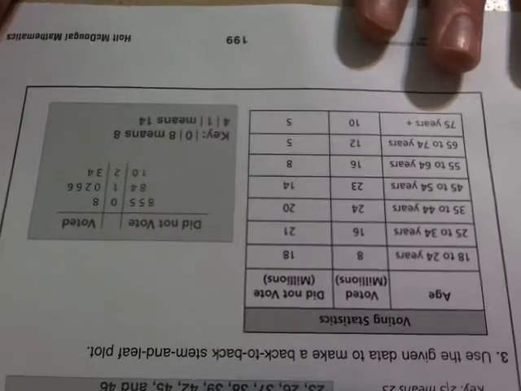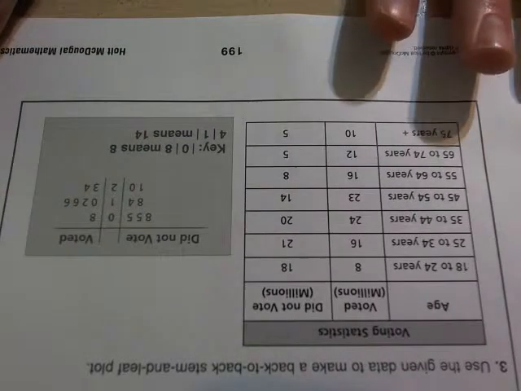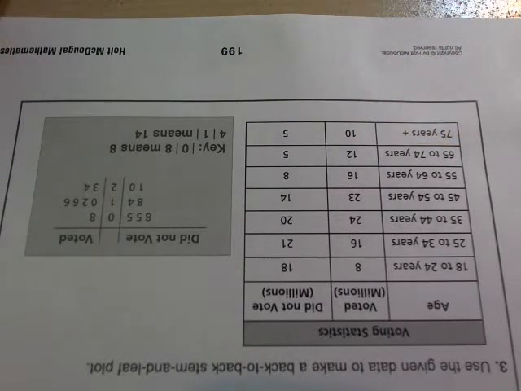All right, as we go ahead and take a look at the concluding example here, they're asking me to use the data given here in the table to make a back-to-back or a double stem and leaf plot. And as you can see, the table is about the number of people that voted and did not vote in a given election. So we're setting up a double stem and leaf plot.